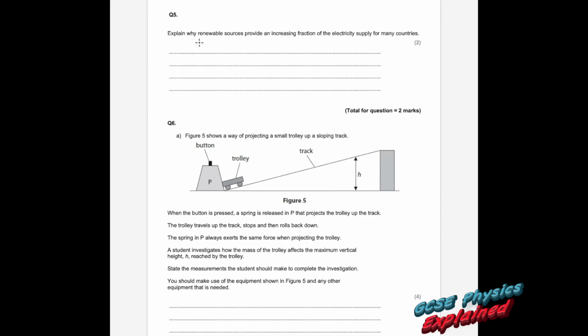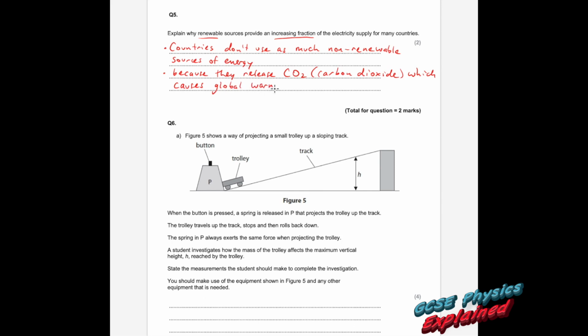Question 5. Explain why renewable sources provide an increasing fraction of the electricity supply for many countries. Right, well, basically we've found out that non-renewables are polluting the planet with carbon dioxide gas that's creating global warming. So the use of renewable sources is increasing.